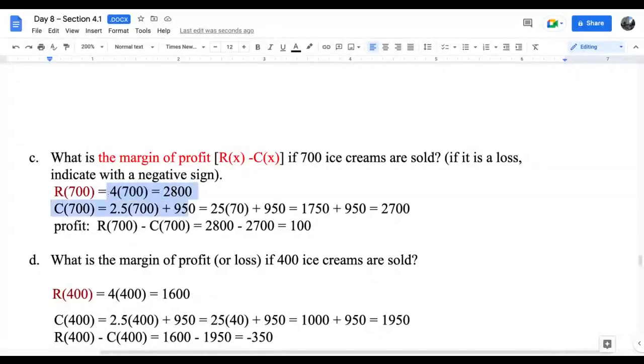Which is 4 times 700, which is 2,800. The cost of 700 is 2.5 times 700 plus the overhead 950. We calculate and we get 2,700. Well, the profit is just 2,800 minus 2,700, which is $100.